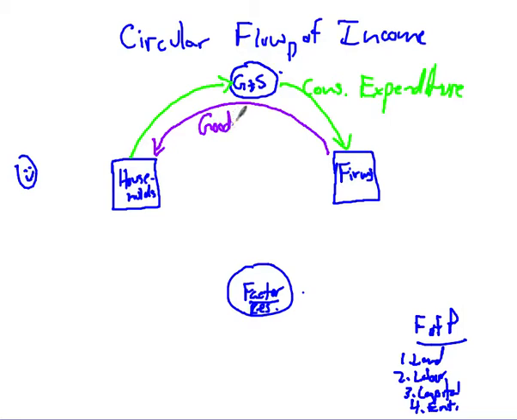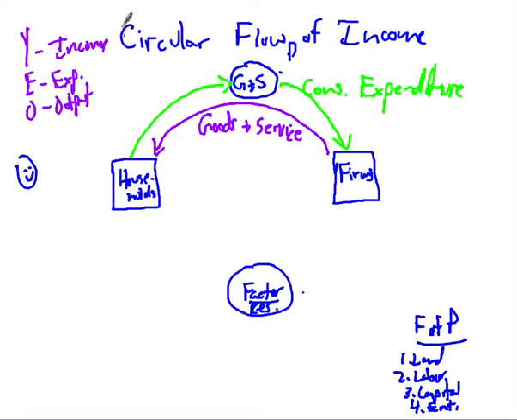These are goods and services. Now, two quick things to note. Remember we had Y, E, and O from the other page. The Y stood for, if anybody remembers, income, the E for expenditure, and the O for output. These are different ways to measure the economy.